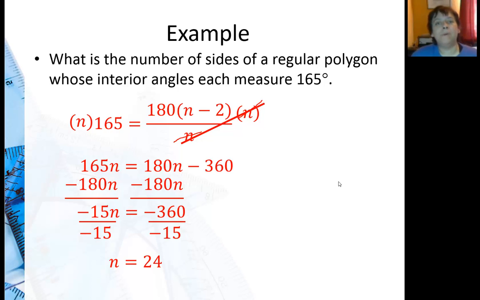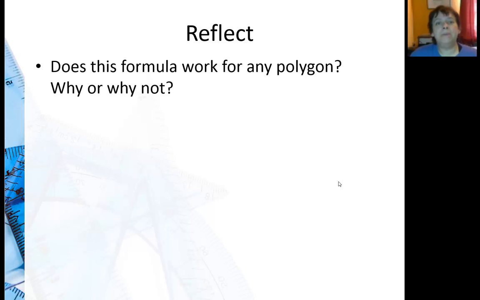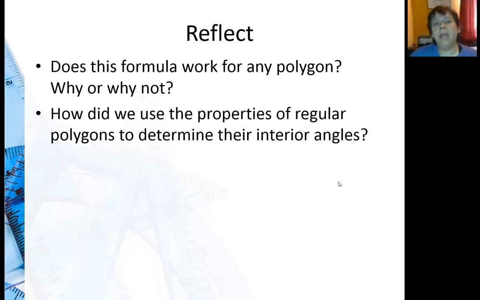It's a 24-gon. So for further reflection, does this formula work for any polygon? Why or why not? And how do we use the properties of regular polygons to determine their interior angles?